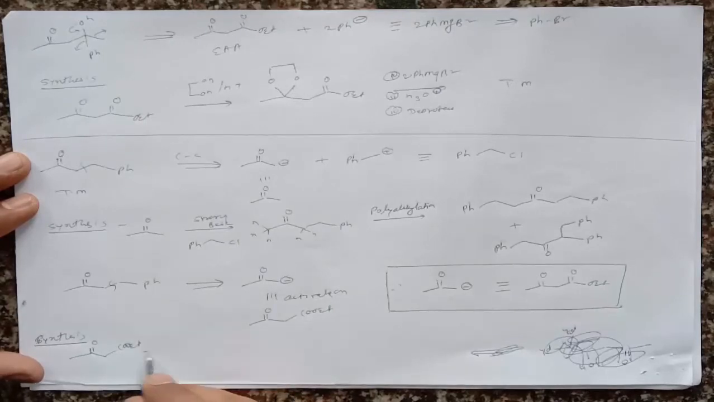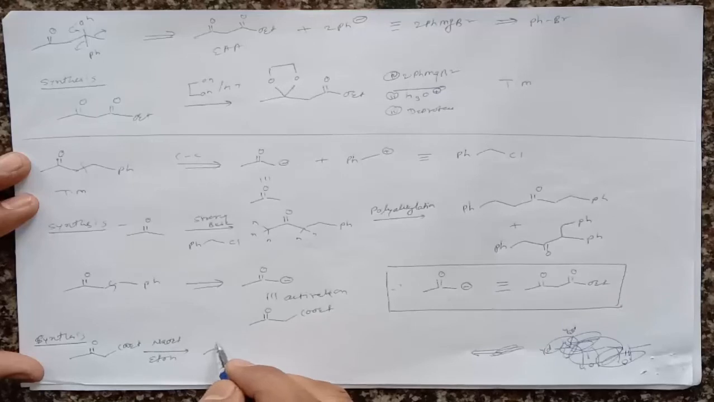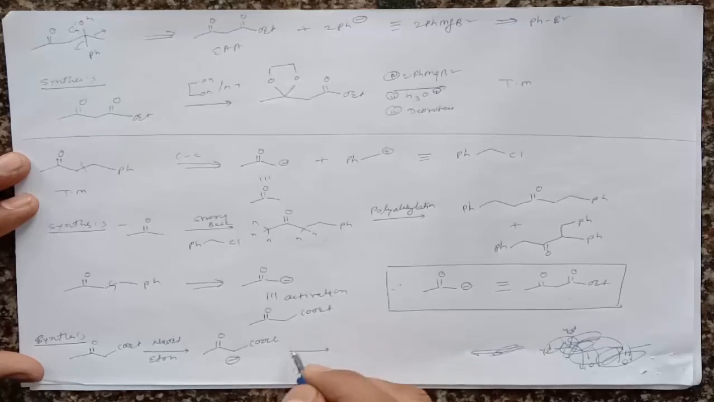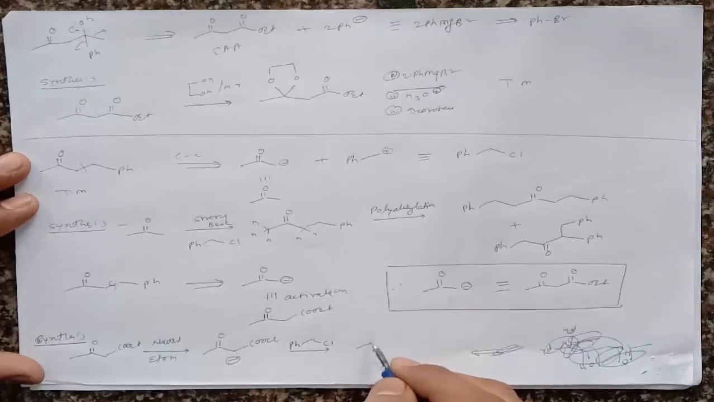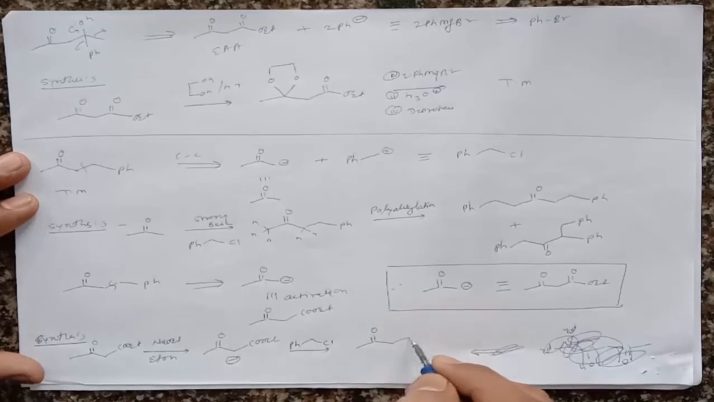COOEt. Here, if we take a base, sodium methoxide in the presence of ethanol, what does it give? It gives formation of a negative charge at this position, and if we treat this molecule with phenyl CH2Cl, then the reaction goes selectively at this position, and it gives a compound like this, Ph and here is COOEt.